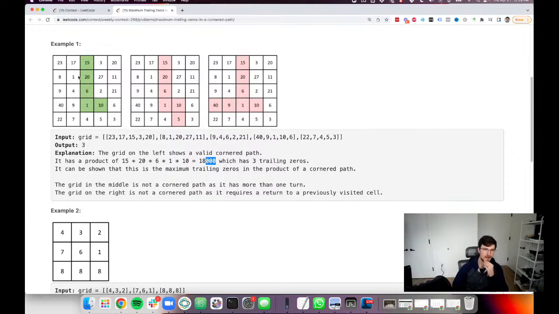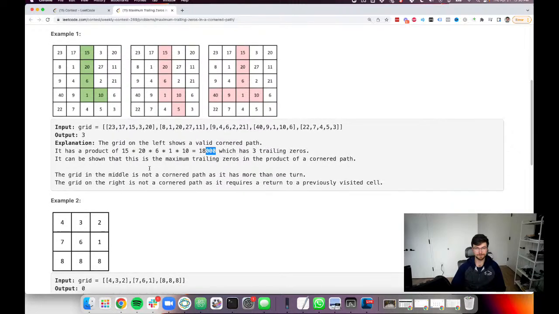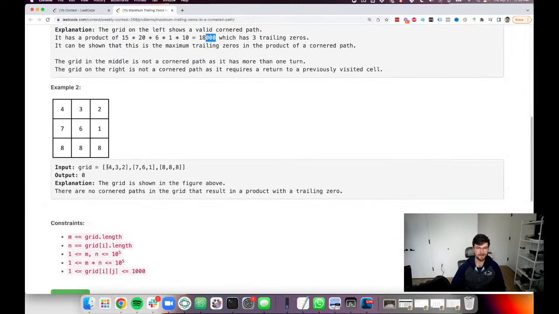I was going to say we could come up with a bigger path, but it wouldn't actually give us more trailing zeros. We could go 23, 17, 5, 26, 1, 4 for a bigger product, or go across the top and down the edge for a bigger product, but it's not going to have more trailing zeros. It might end in a 0, but it's mostly going to end in other digits. So in this case, there are no cornered paths in the grid with a product with trailing zeros. Okay, so the result would be 0.